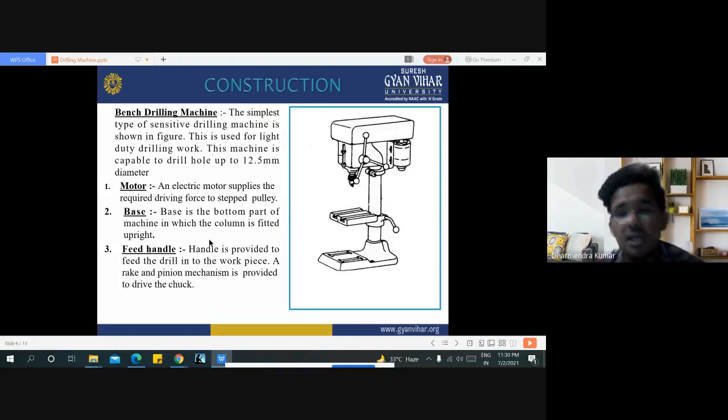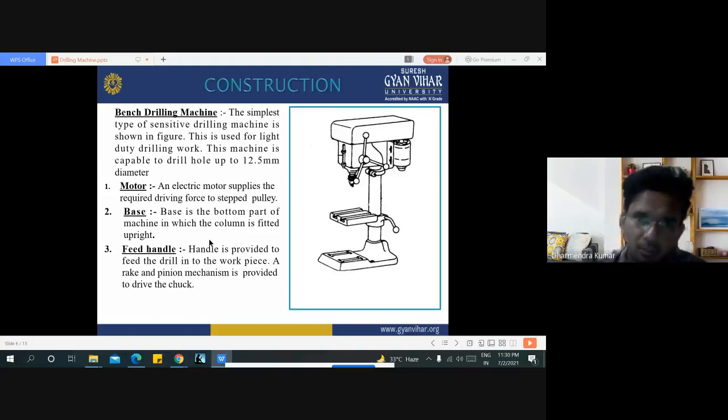Here is the constructional detail of the drilling machine. The simplest form of drilling machine is known as the bench drilling machine. The simplest type of sensitive drilling machine is shown in the figure. This is used for light duty drilling work. This machine is capable of drilling holes up to 12.5 mm diameter.